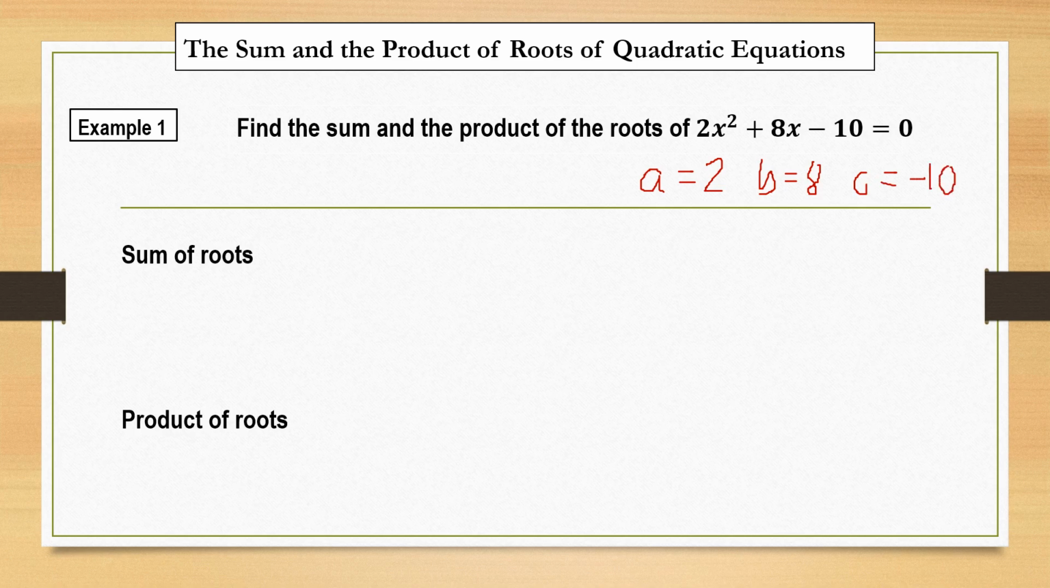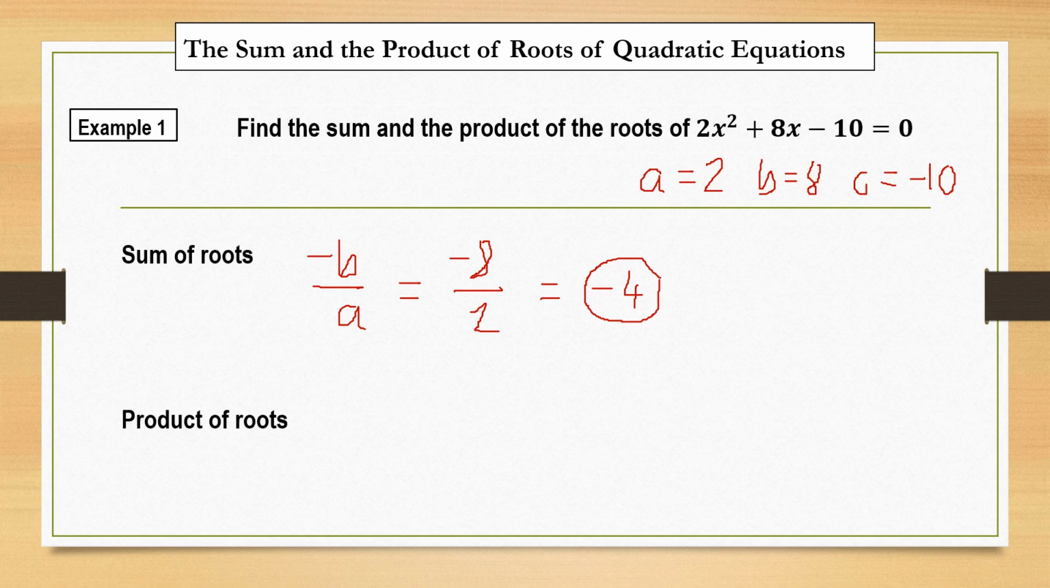As we have learned, the sum of the roots is given by negative b all over a. So let us substitute. We have negative 8 over 2. Negative 8 over 2 is equal to negative 4. So the sum of the roots of the given quadratic equation is negative 4.